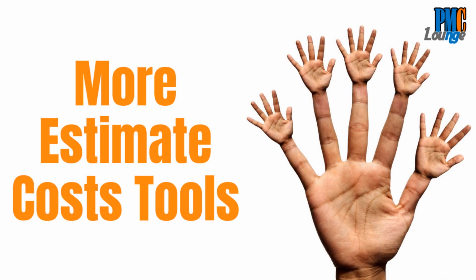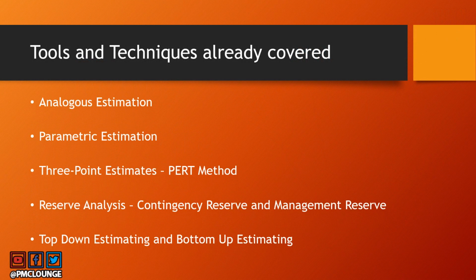Today we are looking into 5 more tools and techniques from the estimate costs process. Now, these are the ones that we have already covered. So you've got analogous estimation, parametric estimation, 3-point estimates, which are the PERT method, reserve analysis, which contains both contingency reserve and management reserve, and top-down estimating and bottom-up estimating. So these are the tools and techniques from this process that we have already covered. And there are 5 more that we are taking up as part of this video.